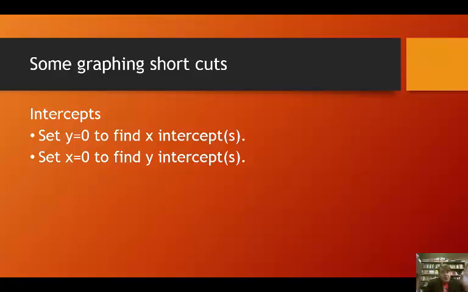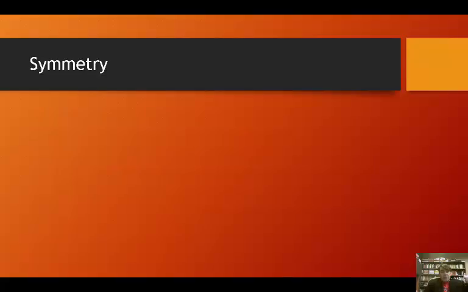But again, it's very simple, because by definition, an x-intercept is where a graph crosses the place where y equals 0. And by definition, a y-intercept is a place where a graph crosses the x equals 0 line. So it's very simple to find the intercepts. You simply set y equals 0 and solve, or set x equals 0 and solve. Symmetry is another thing that can help you graph.